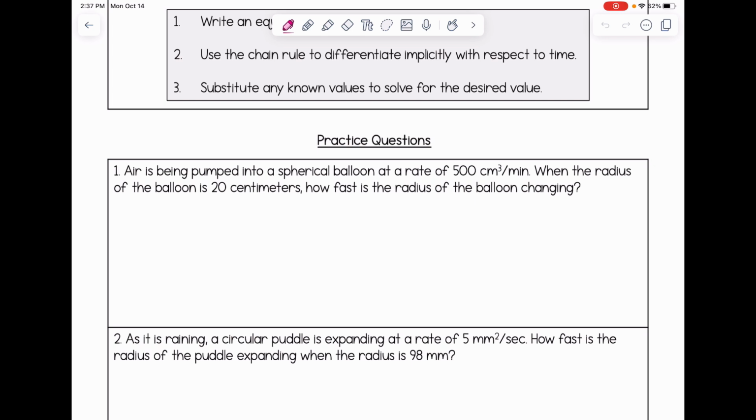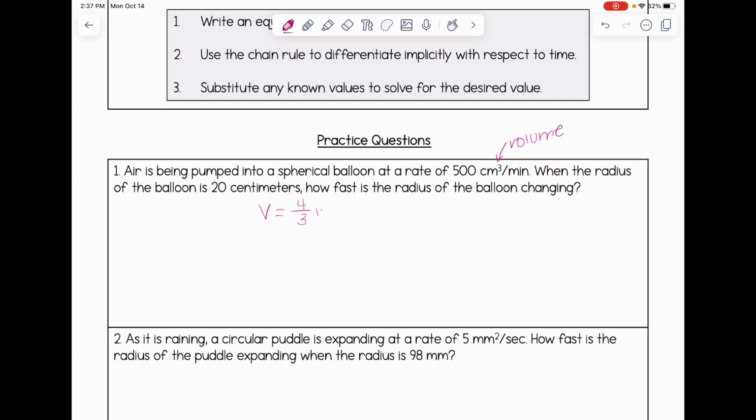not rounding. Number 1, air is being pumped into a spherical balloon at a rate of 500 cubic centimeters per minute. I want to point out as I'm reading this, when I see that cubic centimeter, I know that we're talking about volume here. When the radius of the balloon is 20 centimeters, how fast is the radius of the balloon changing?